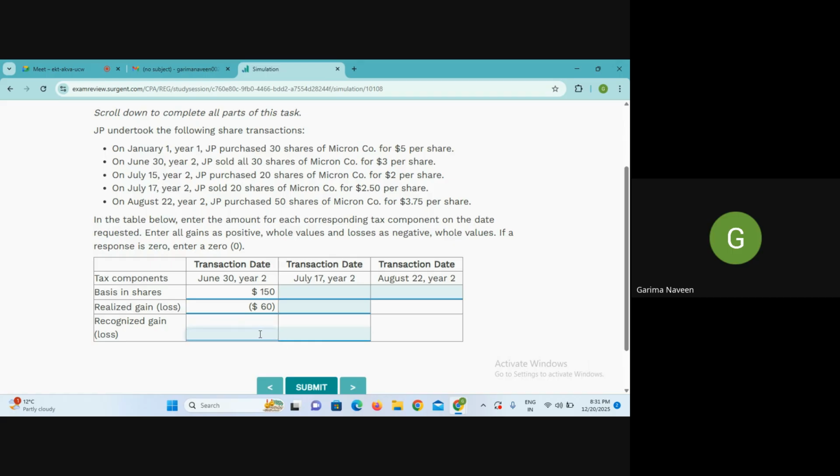So what do you think? Do you have a loss or gain here? We have a gain because we sold it for $3 and now we are purchasing for $2. Okay, so that means this $60 can be recognized, or less than this amount can be recognized. So now 20 shares into $2, right? Ma'am, I am actually confused.